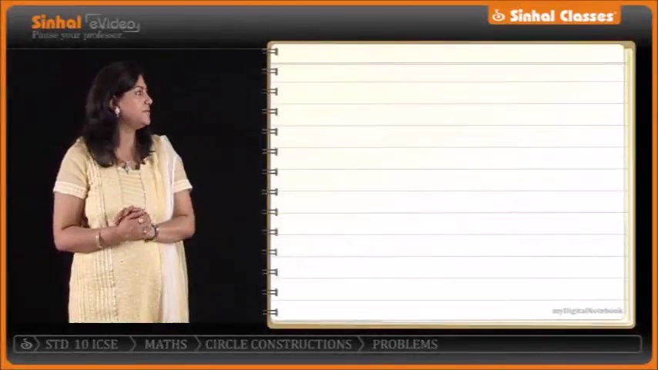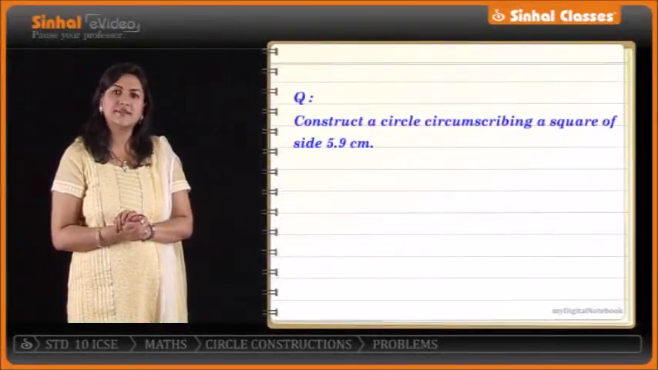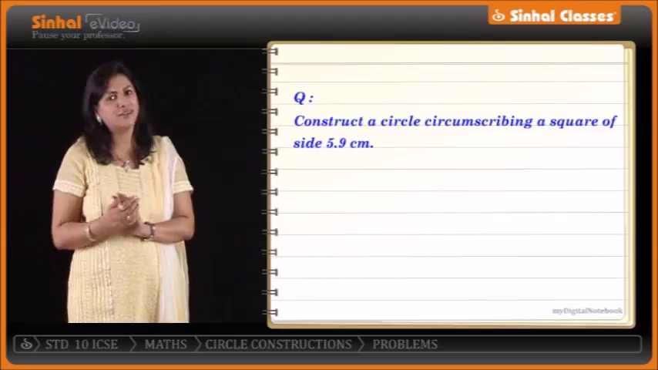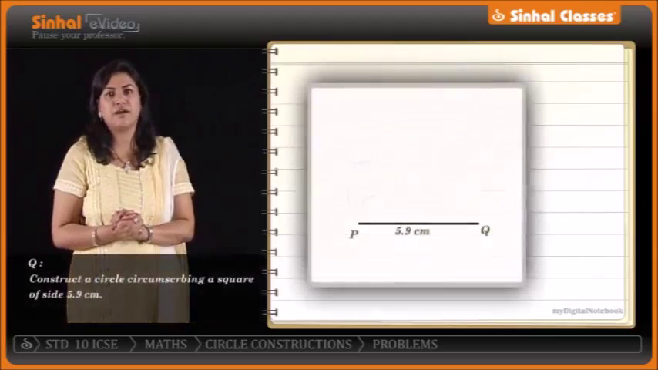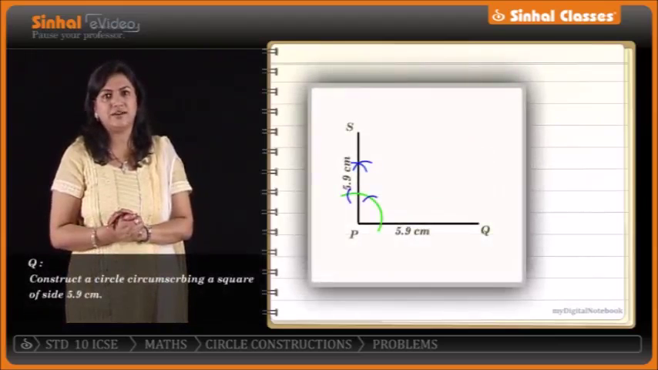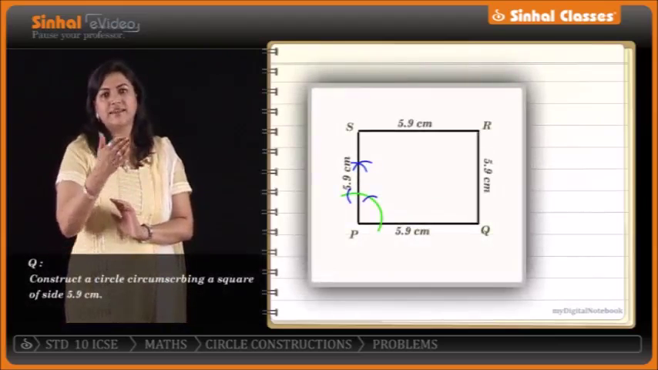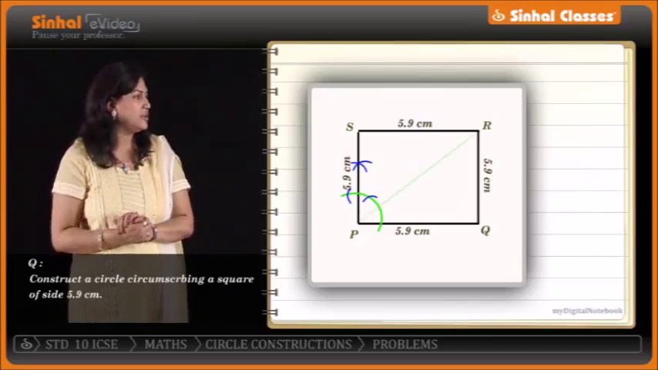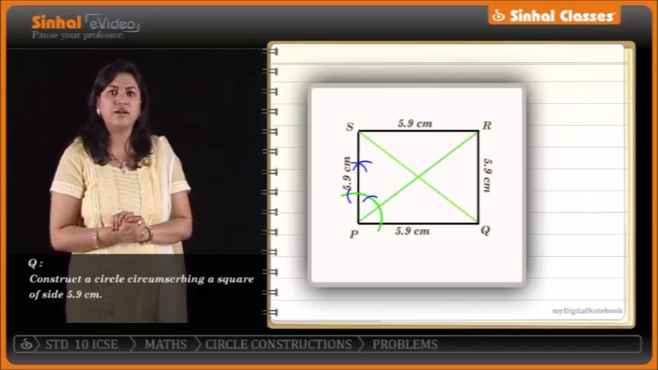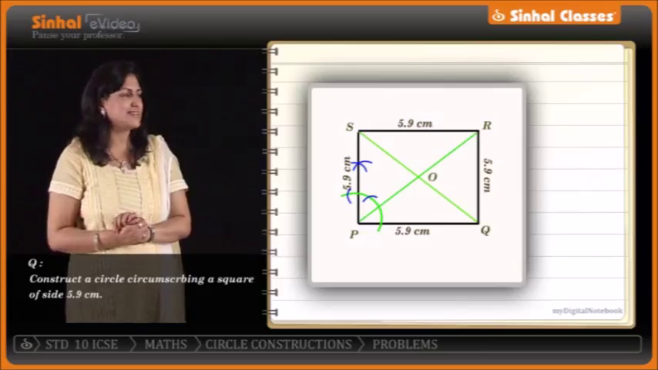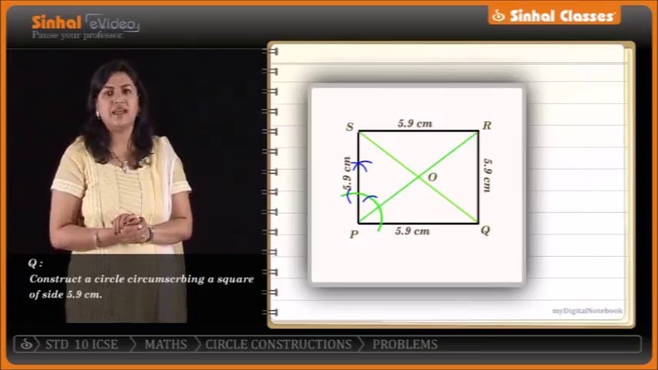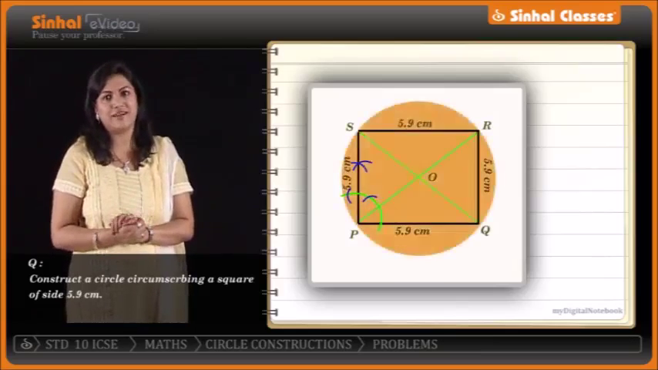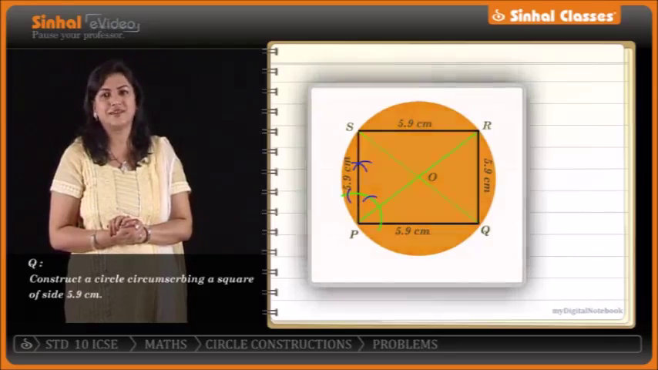Now to the next problem. Construct a circle circumscribing a square of side 5.9 centimeter. So in this first, we will obviously draw a square of side 5.9 centimeter. Now draw the diagonals of the square. Now join the diagonals PR and QS which intersect at the point O. Now with O as the center and OP as the radius, draw a circle passing through the four vertices of the square. So we've got the required circumcircle.